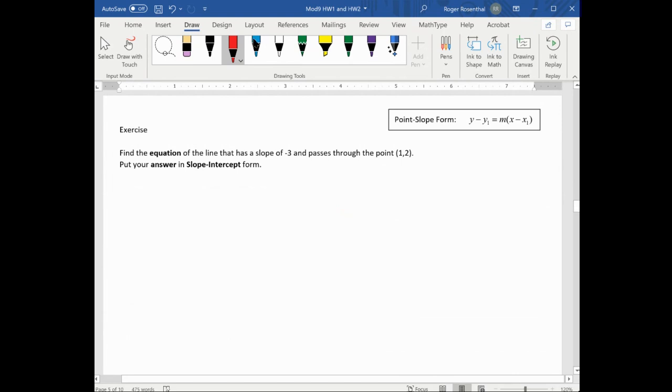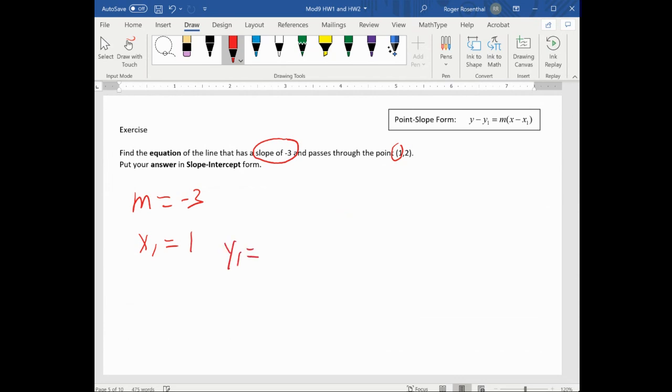Okay, we're going to find the equation of a line that has a slope of -3 and it goes through the point 1, 2. So m is -3. X sub 1 means the x coordinate of any point that we know that's on the line. So x sub 1 is 1. Y sub 1 is also the y coordinate of any point on the line, but it's got to come from the same point that we just pulled the x sub 1 from. So it would be 2.